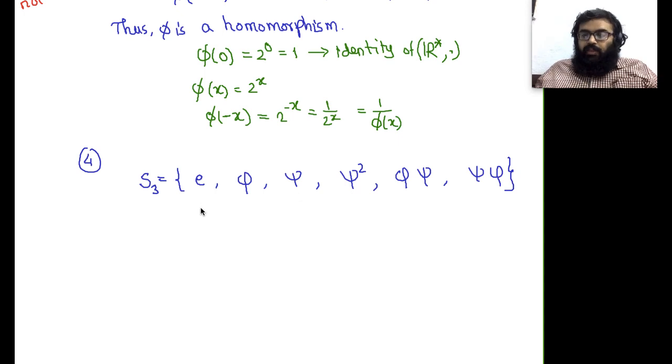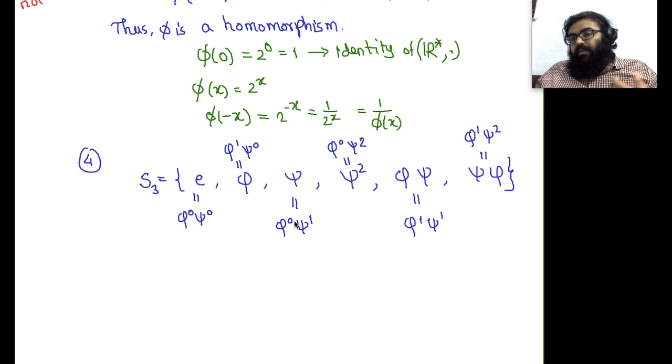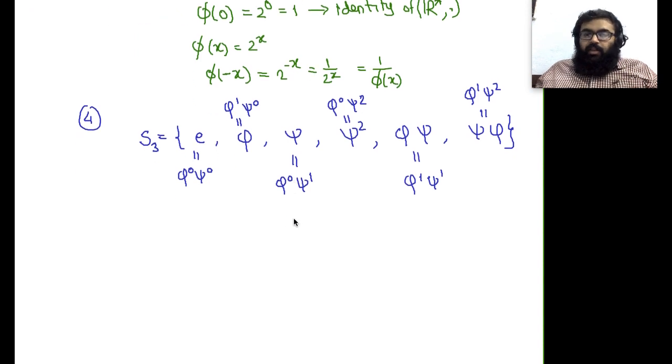Notice that every element of this can be written as phi power i psi power j. For example, e I can write as phi power 0 psi power 0. Phi is phi power 1 psi power 0. Psi is phi power 0 psi power 1. Psi square is phi power 0 psi power 2. Phi psi is phi power 1 psi power 1, and psi phi is phi psi square. So every element of S3 can be written as phi power i psi power j, where i and j are greater than or equal to 0.